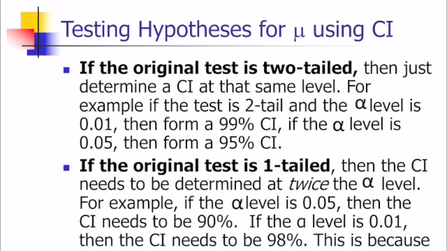If the original test is one-tailed, then the confidence interval needs to be at twice the alpha level. So for example, if the alpha level is 0.05, then the confidence interval needs to be 90%. If the alpha level is 0.01, it needs to be 98%. And this is because there's 0.05 or 0.01 in each tail, right? So if I have 0.01 in each tail, then I have a 98% confidence interval.